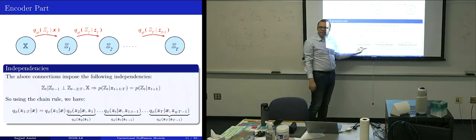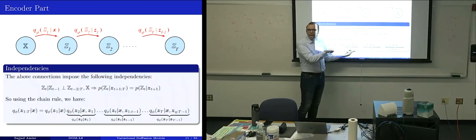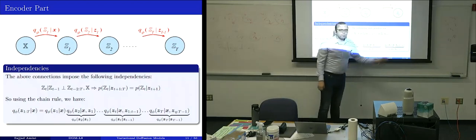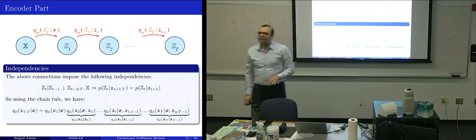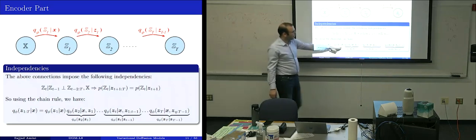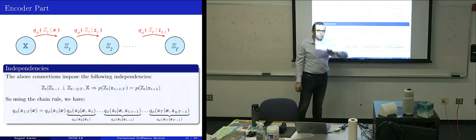Is it clear? This is the result of arrows and the Markov chain property. Okay? If you continue this procedure, all of them will be simplified, and you will have x just in the first one. From the second to the L, you do not have x.